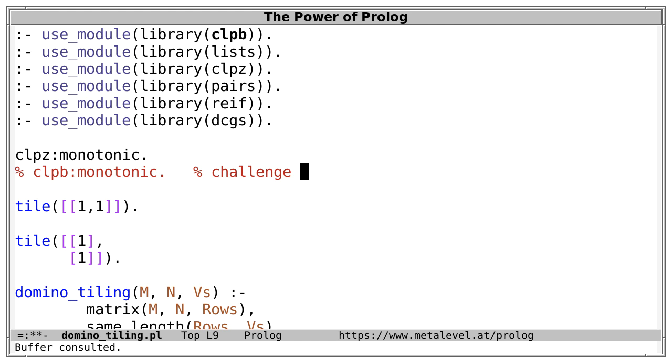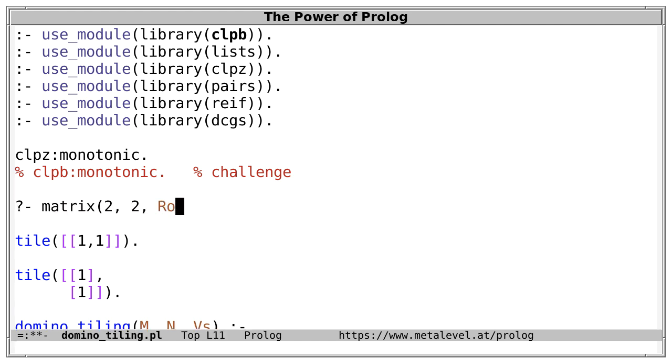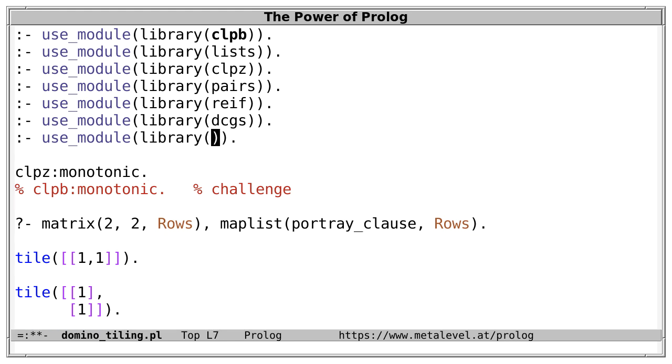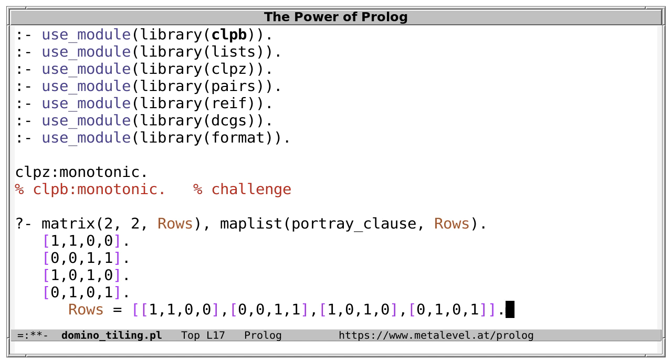So this is our program. Now let's ask a few questions. Maybe start with a very simple case, a 2x2 board. And let's ask, what does the matrix look like in this case? This needs library format for portray_clause. So these are the rows. Let's comment out the output. As expected, each row has 4 elements, one for each square, denoting whether the square is covered by a placement. And there are 4 rows because there are 4 ways to place a domino on a 2x2 board.